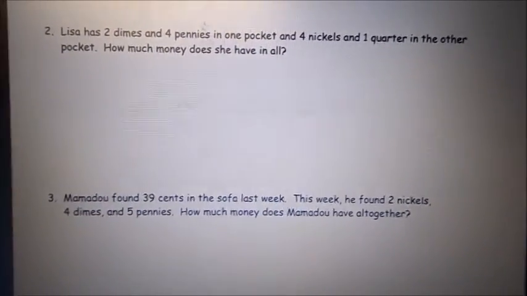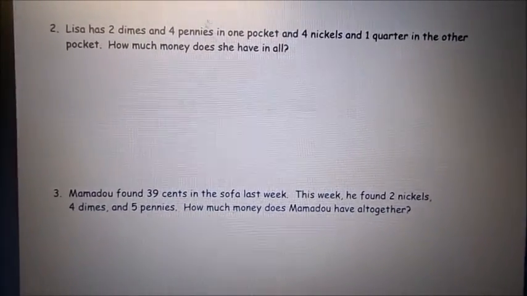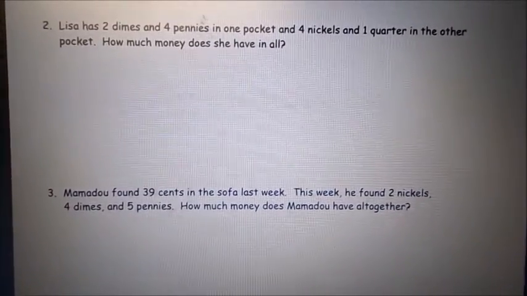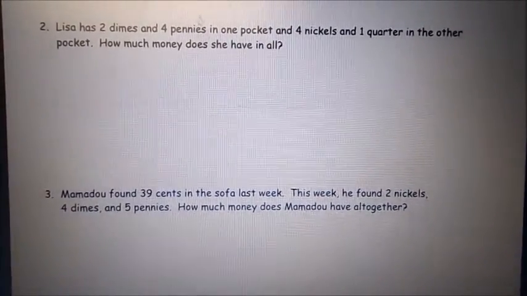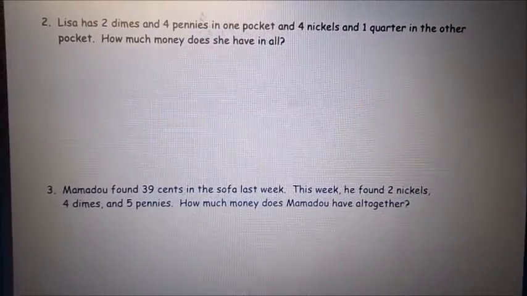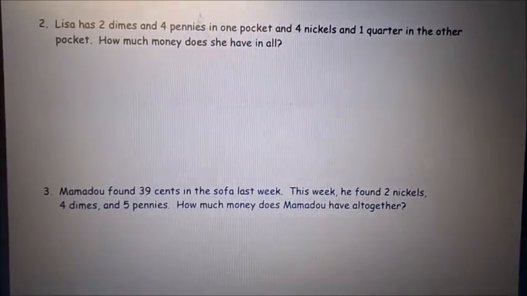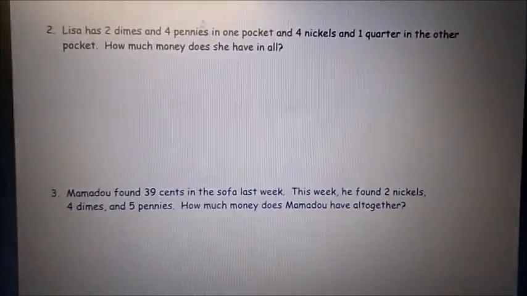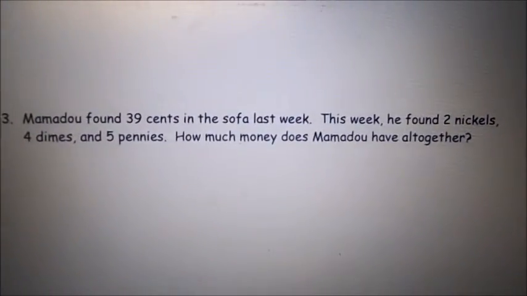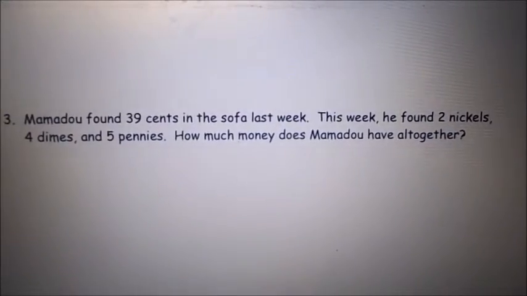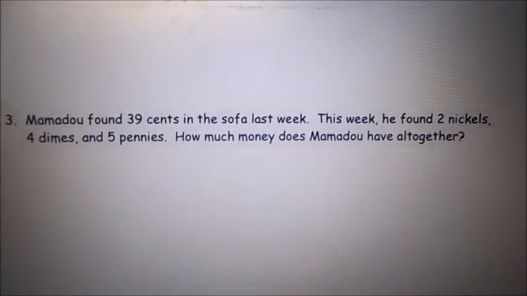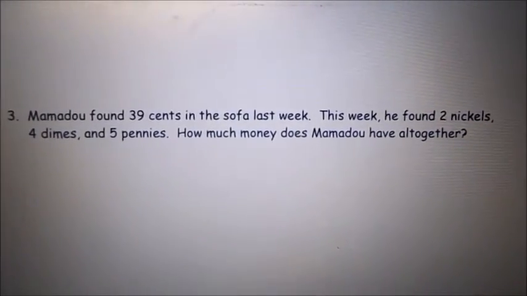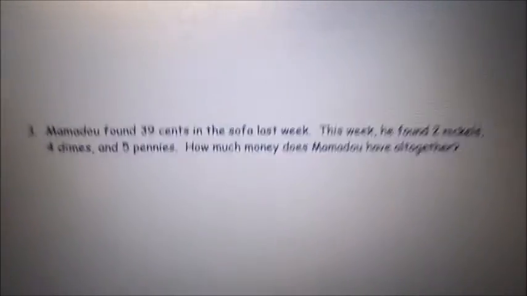As you can see, here are your two questions. Lisa has 2 dimes and 4 pennies in one pocket and 4 nickels and 1 quarter in the other pocket. How much money does she have in all? Then Mamadou found 39 cents in the sofa last week. This week he found 2 nickels, 4 dimes, and 5 pennies. How much money does Mamadou have altogether?